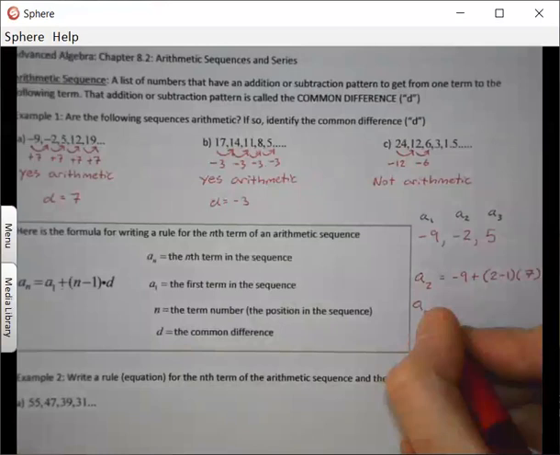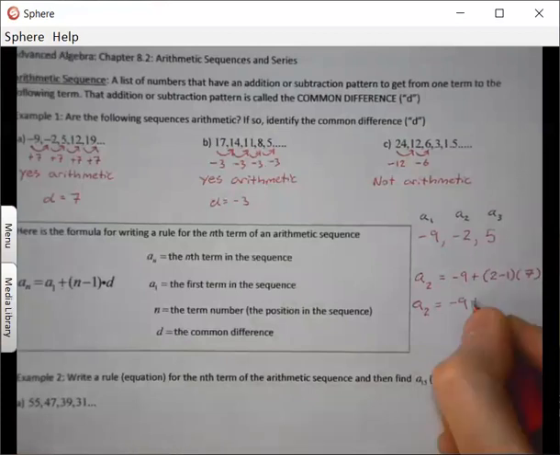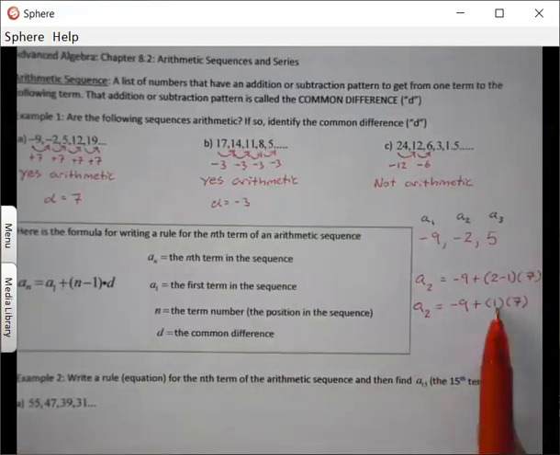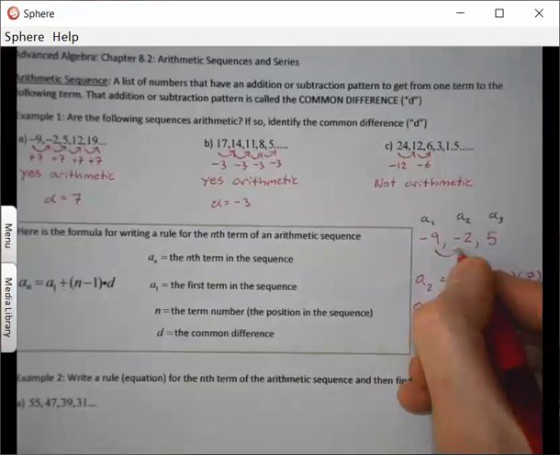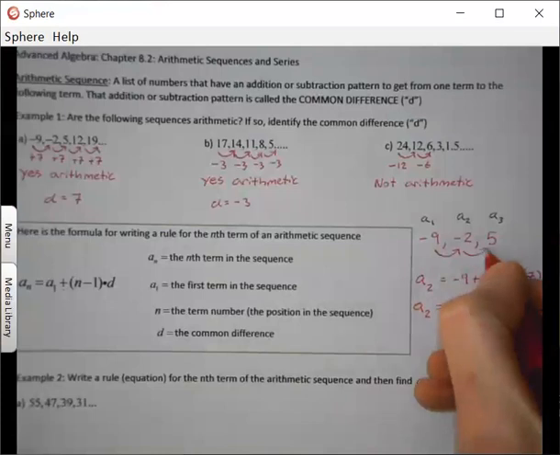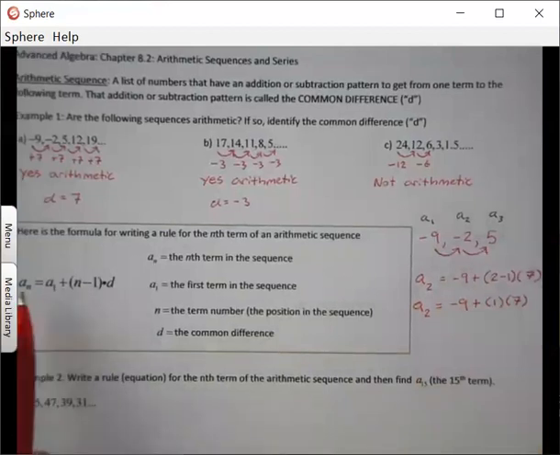So a sub 2, we find that by taking our first term and then adding, so 2 minus 1 is 1. So we end up adding our common difference one time. And that should make sense, because to go from your first term to your second term, you add your common difference once. If we wanted to get our third term, we would have to add our common difference a second time. So that's what that n minus 1 times d represents. This is the number of times you need to add your common difference to your first term that will get you to the term you want to find.